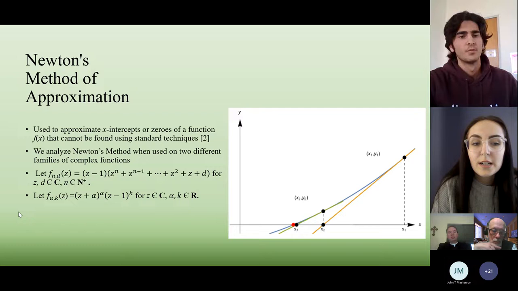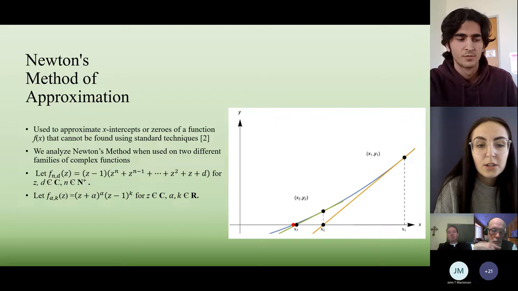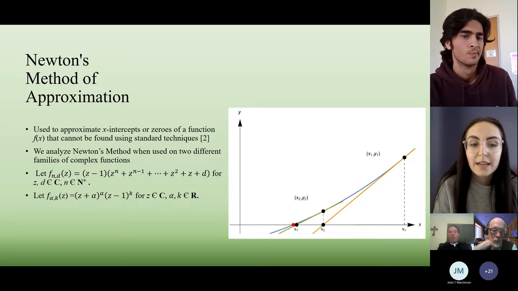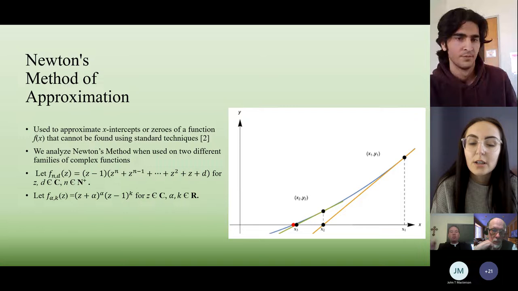So we've analyzed Newton's method when it's used on two different families of complex functions. For the first function, we have defined z and d to be elements of the complex numbers, and n is an element of the positive natural numbers. And for our second family, we have that z is an element of the complex numbers, and alpha and k are elements of the real numbers.